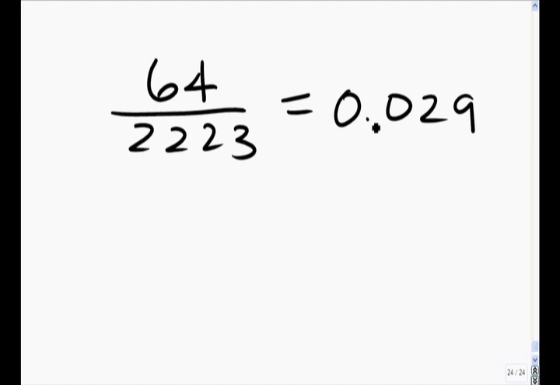Multiplying this number by 100 simply means to move the decimal 2 spaces to the right. 2.9% of the passengers aboard the Titanic were boys.